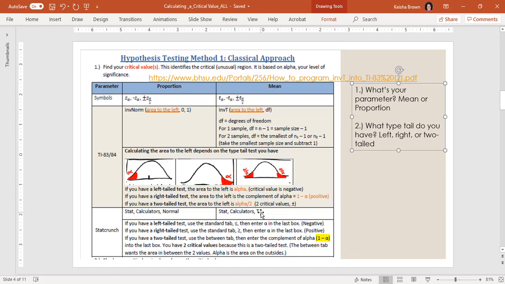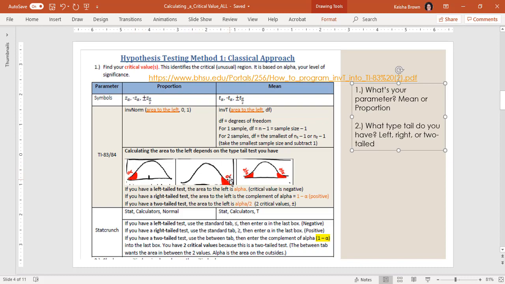You enter different things in depending upon how you answer this second question. What type of tail test do you have? Do you have a left tail test? Do you have a right tail test? Or do you have a two tail test? The wording in your problem is going to let you know what type of tail test you have. If you have a left tail test, that means your value of alpha, your level of significance, is on the left hand side. This means your symbol is going to be negative z sub alpha if it's a proportion problem, or negative t sub alpha if it's a mean problem.